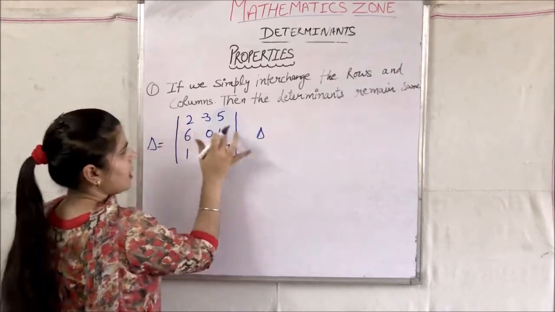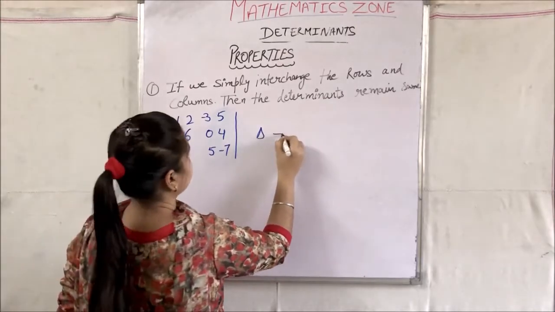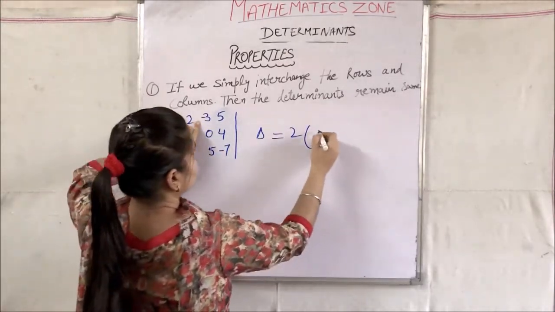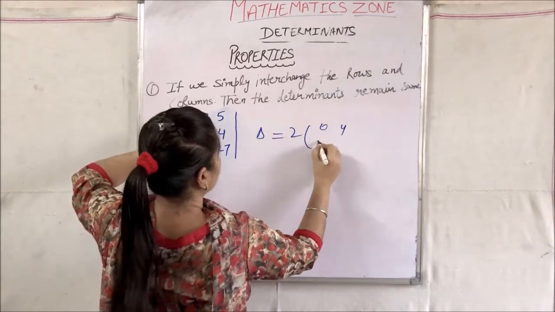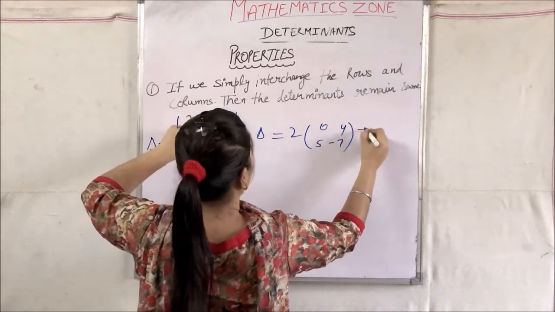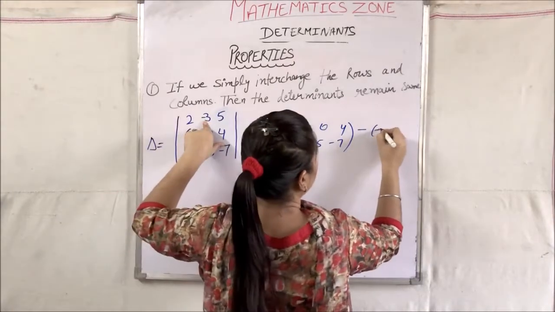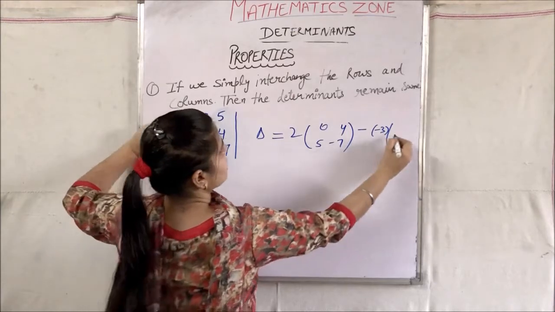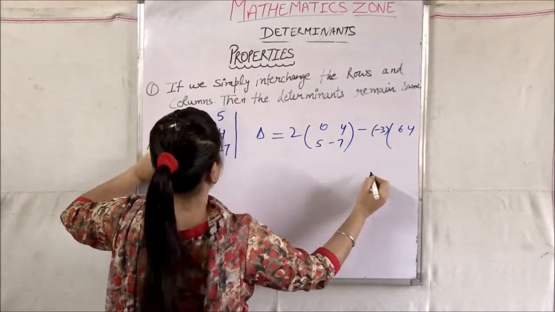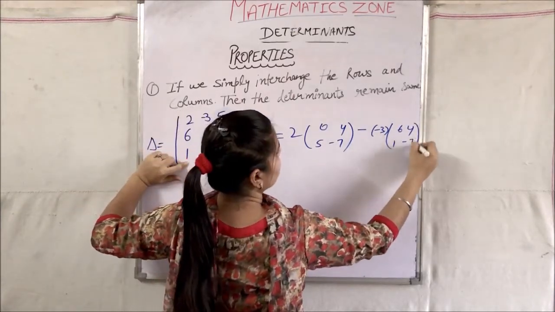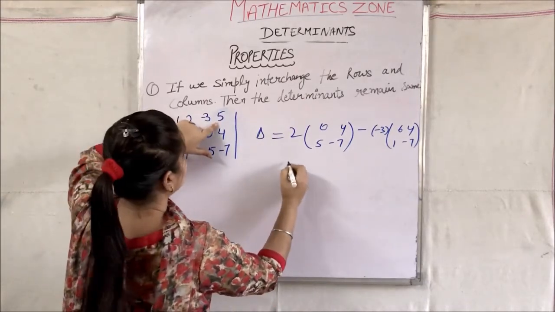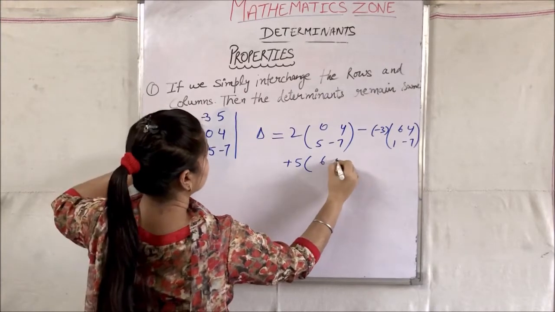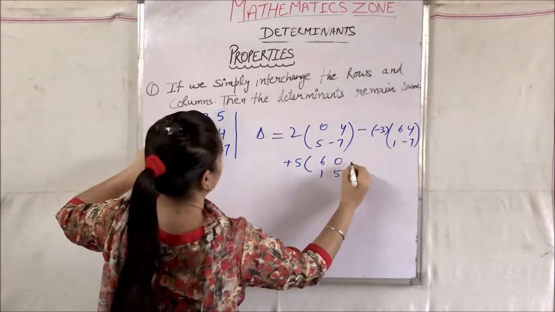So we will expand the first row. 2, 0, 4, 5 and minus 7. Negative sign, minus 3, 6, 4, 1 and minus 7, and third one is plus 5, 6, 0, 1, 5.